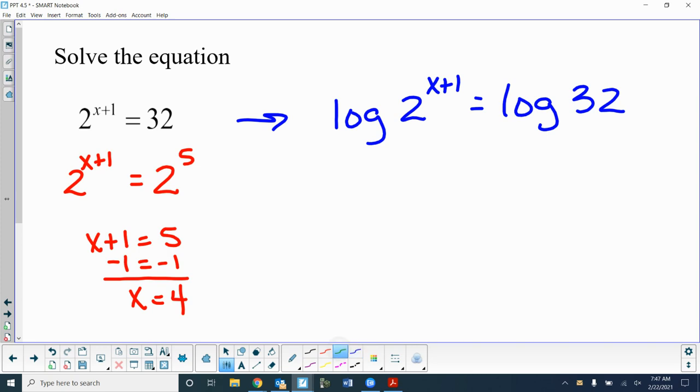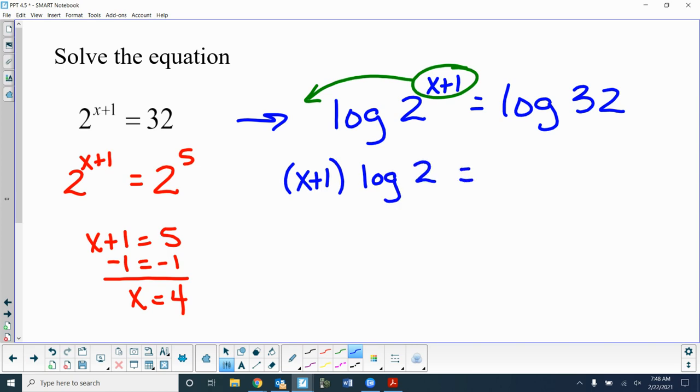Now, there's a rule, a property of logarithms that says I can do what with that exponent? Move it out front, right? When we were expanding, we had a rule for logs that says I can take the exponent of the number and put it out in front of the log. So this could be x plus 1 times the log of 2 equals the log of 32. Okay? And then what you do is you take the log on the left side over to the right side.